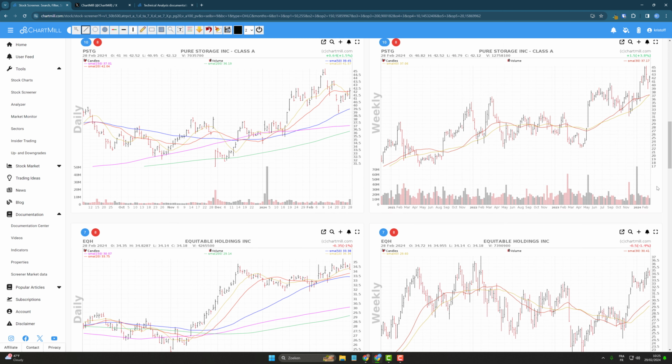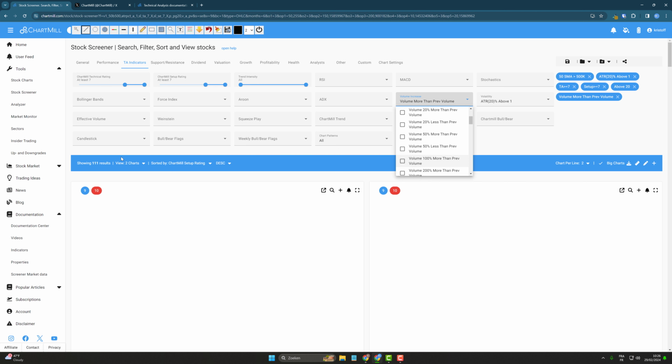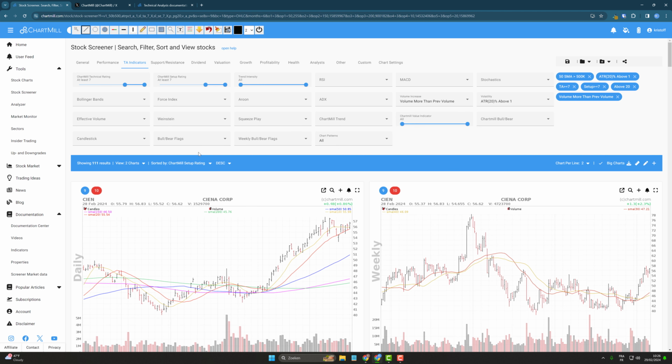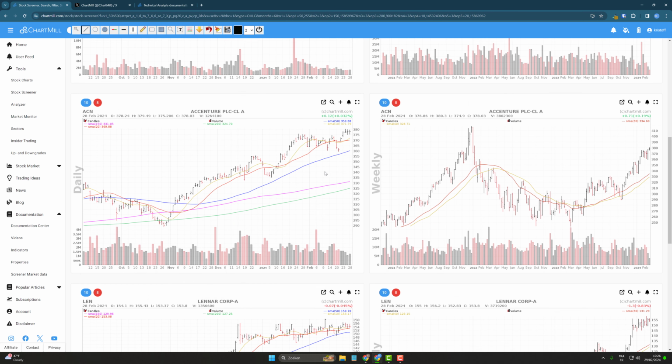As we know, for swing trading, tight price action is rather important, so I'm going to change this to all volume more than previous volume. That gives us 111 results. Then again, under the technical indicator step, you can use the candlestick recognition feature. For tight price action, let's select that in the last trading session there has to be an inside bar. So all the stocks you are seeing right now are showing inside bars in the last trading session.